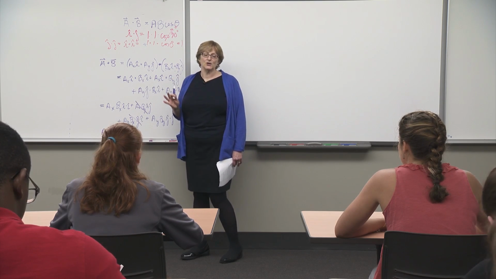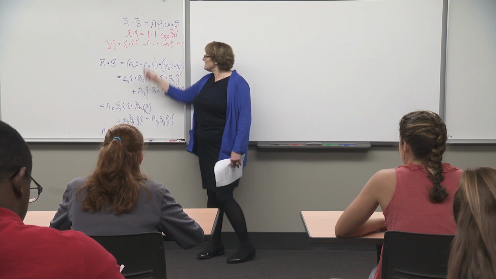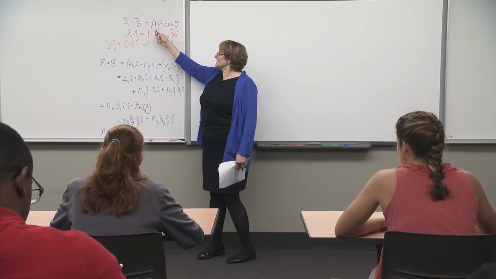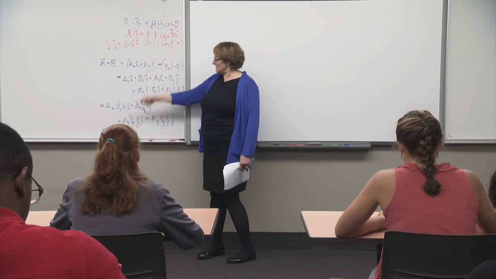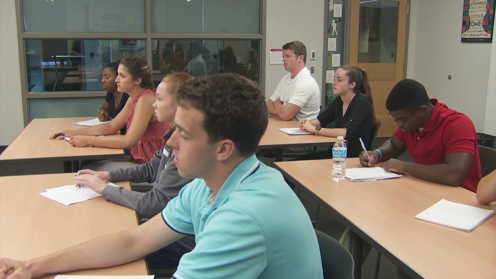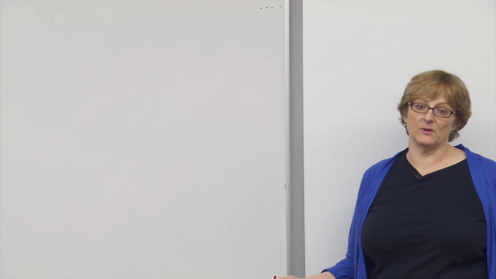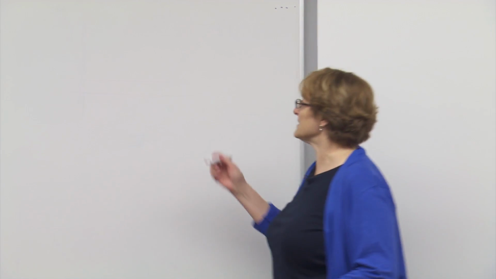In fact, you can use this to find the angle because you can get the length of A, the length of B, and you know this, then you can determine the cosine of the angle. So you can actually use it to figure out what is the angle between 2 vectors. So let's do an example to show how this works.